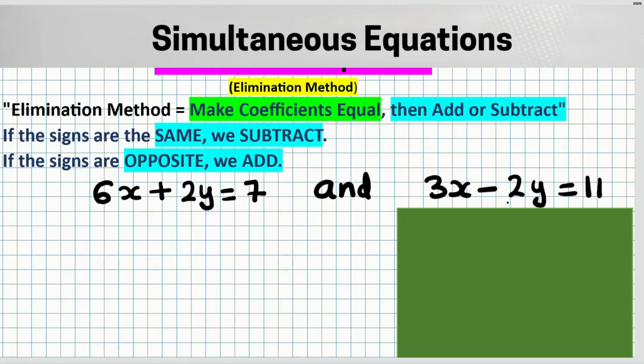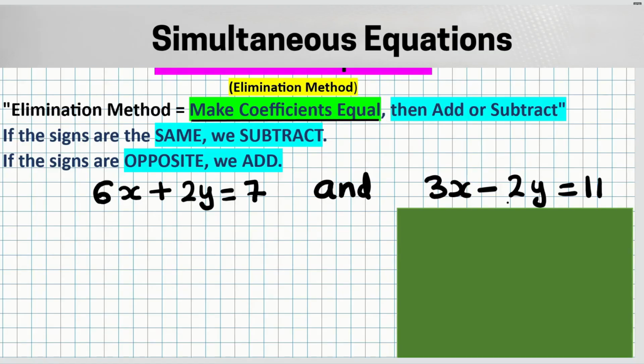Elimination method's first aim is to make the coefficient equal. You can see I've highlighted with green, right? So make the coefficient equal. If it is equal, no problem. And if it is not equal, we will make it equal.